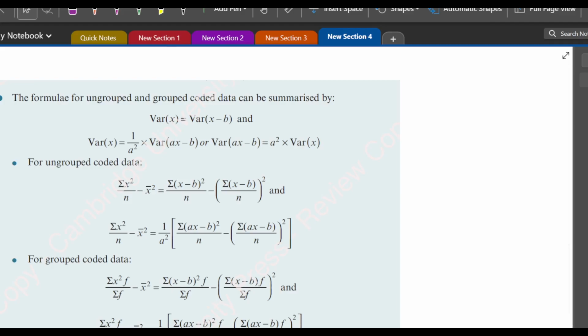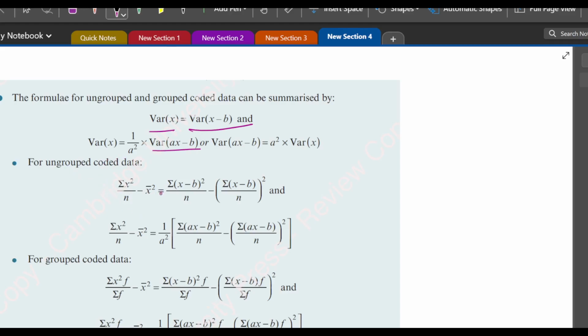Now the formula for ungrouped coded data. Coded data means your x is replaced by, say, x minus b. So when x is replaced by x minus b, variance of x minus b and variance of x are both the same. Now if I code data in the form of ax minus b, then variance of x will be 1 divided by a square times variance of ax minus b. So with the help of this ax minus b data, we can find out variance of x.